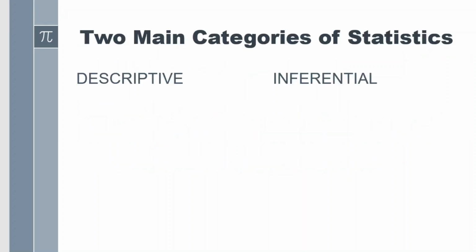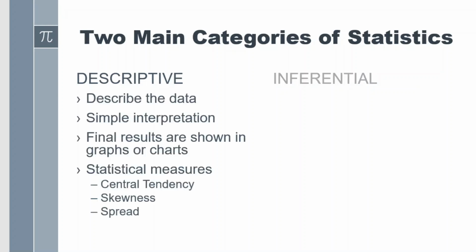There are two main categories of statistics, namely descriptive and inferential. Descriptive statistics describes the data. It also has a simple interpretation, and the final results are shown in graphs or even in charts. The statistical measures that we're going to use in descriptive statistics are usually the central tendency, the skewness, and of course the spread.